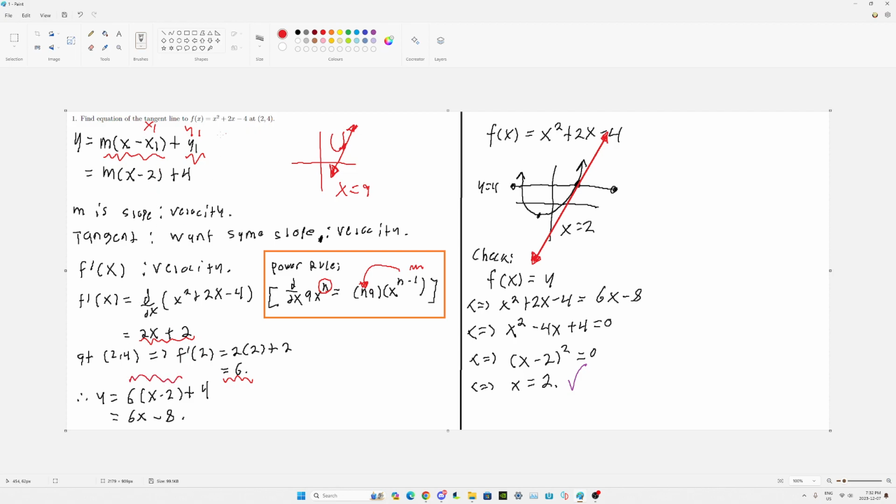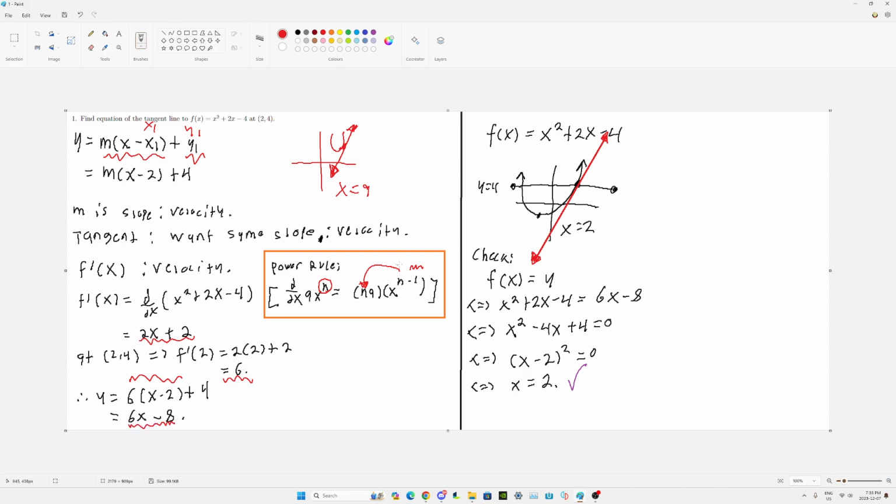We have x1 and we have y1, 2 and 4, so put those in, x minus 2 plus 4, and we have the same slope, 6, right? Distribute that out, simplify, and we get the equation of the tangent line is 6x minus 8.